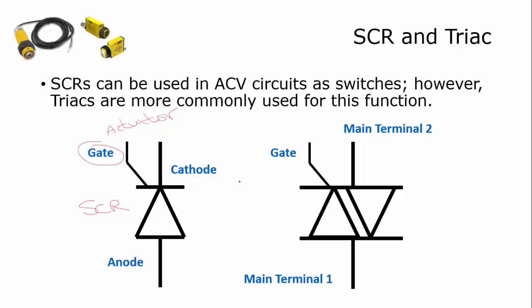A triac is nothing more than two SCRs, what's called back-to-back. You don't have to remember that. Here's the symbol for it. It has a main terminal 2 and a main terminal 1, and it also has a gate, and that's the actuator. So when a voltage is applied to the gate, it can turn this triac on to have current flowing. When the voltage goes away on the gate, I can make it turn off. So they're AC switches.